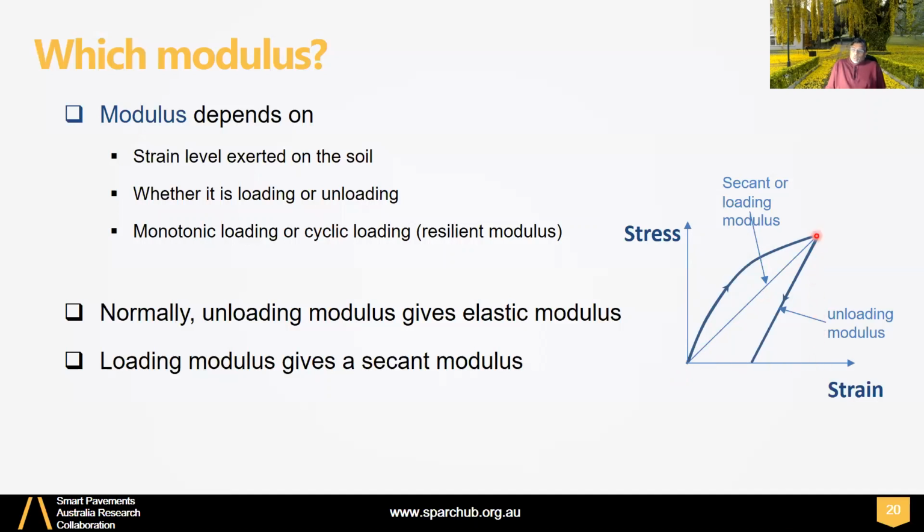But if you unload from this position, you will be going down a path like this, and that's known as the unloading modulus. Because modulus is normally referred to as elastic modulus, this unloading modulus is normally the correct modulus to use. Nonetheless, if you are using loading scenarios, then secant modulus is also reported. So we need to know which one we are dealing with.